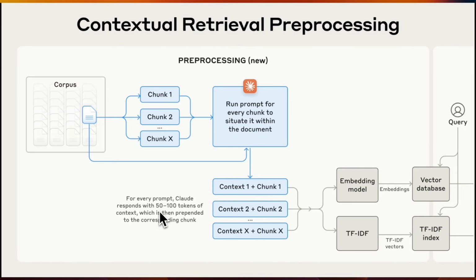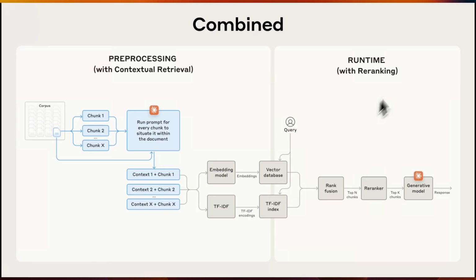So in general, this will add 50 to 100 tokens depending on the context in which a certain chunk belongs in the document. And then we take these updated contextual chunks, compute embeddings, put them in a vector store, and at the same point, we do the index creation based on these updated chunks. Now you can use a re-ranking step at runtime or inference time to further increase the accuracy of your retrieval.